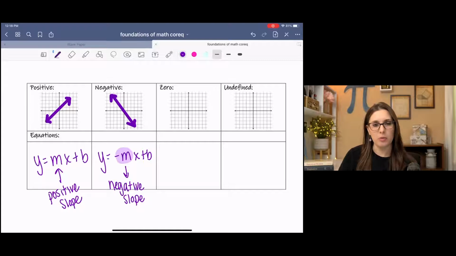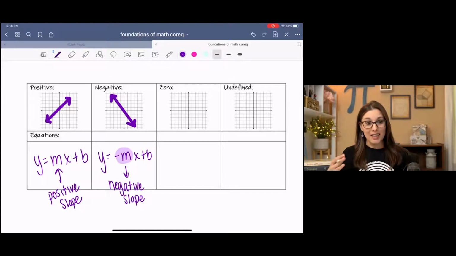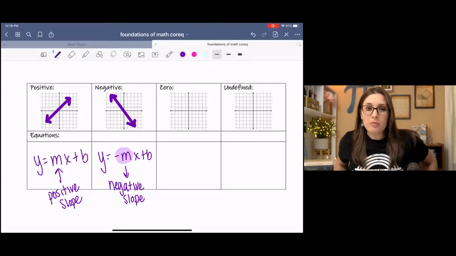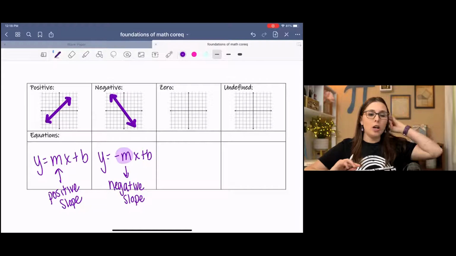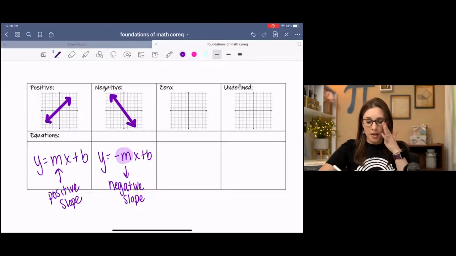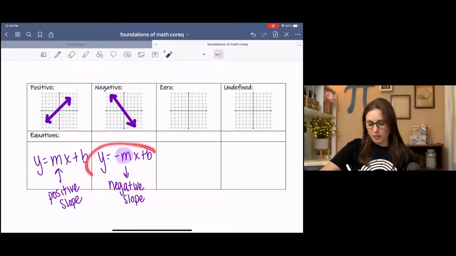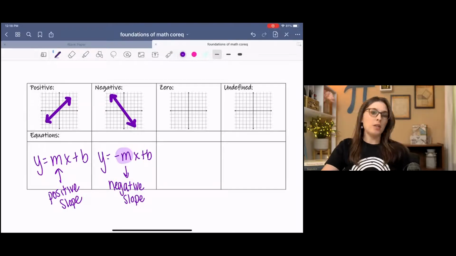Now, these equations that I'm writing, these are in slope intercept form. That's not necessarily what we're trying to focus on for this lesson yet, but it is a good seed to be planted for later when you're writing equations of lines. You will become very familiar with these forms. Next one, a 0 slope.